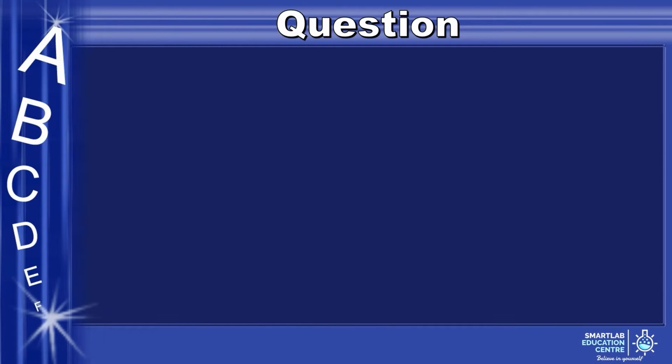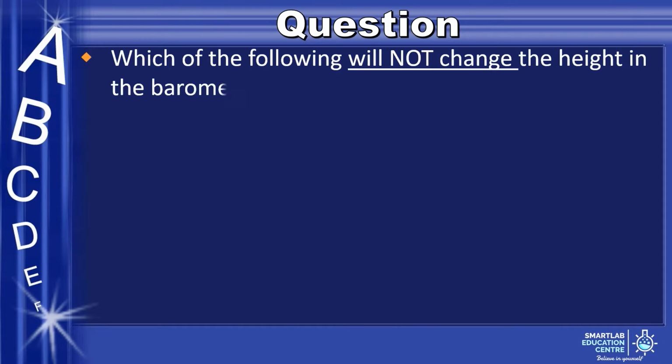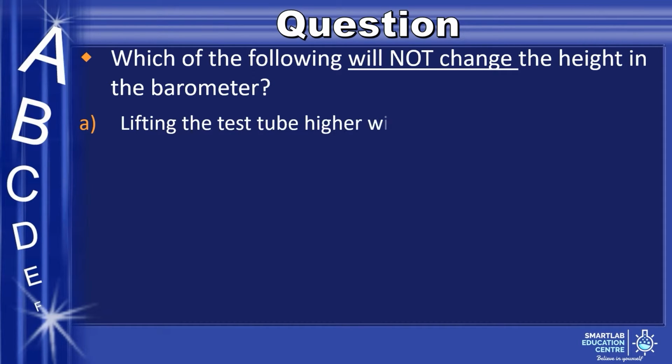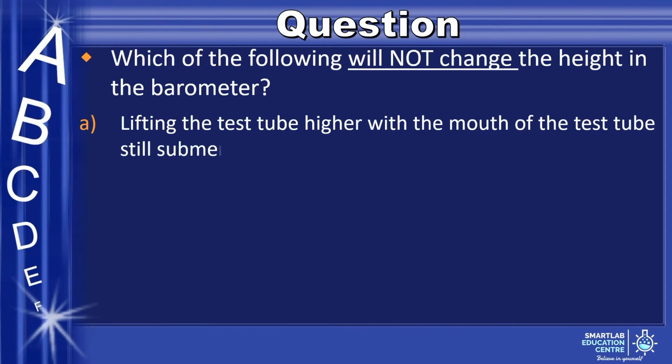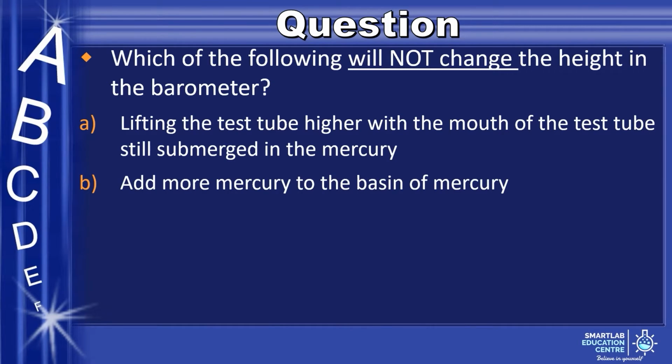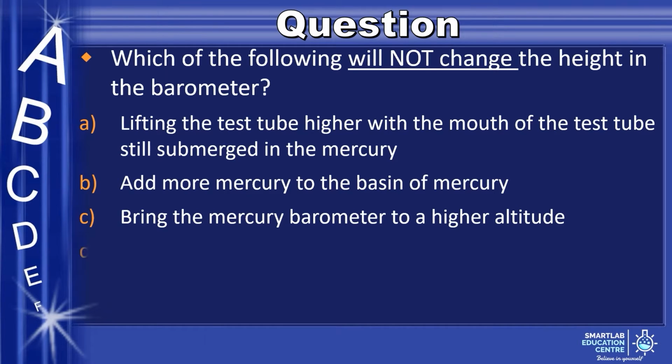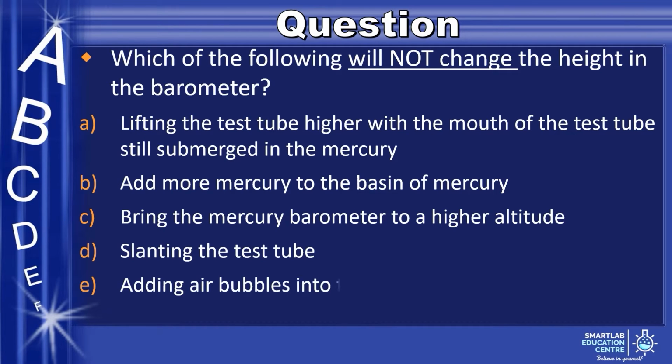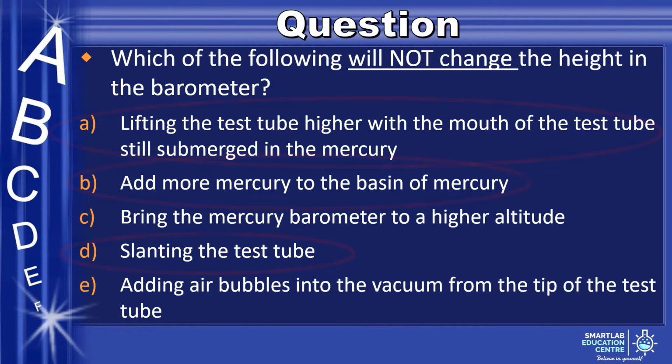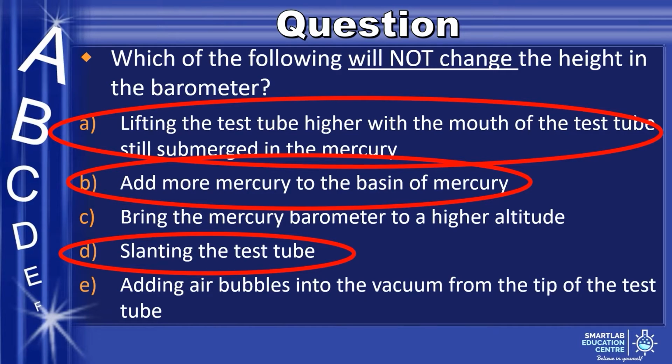I wonder, which of the following will not change the height in the barometer? Lifting the test tube higher with the mouth of the test tube still submerged in the mercury. Add more mercury to the basin of mercury. Bring the mercury barometer to a higher altitude. Slanting the test tube. Adding air bubbles into the vacuum from the tip of the test tube. The actions circled in red do not change the height.